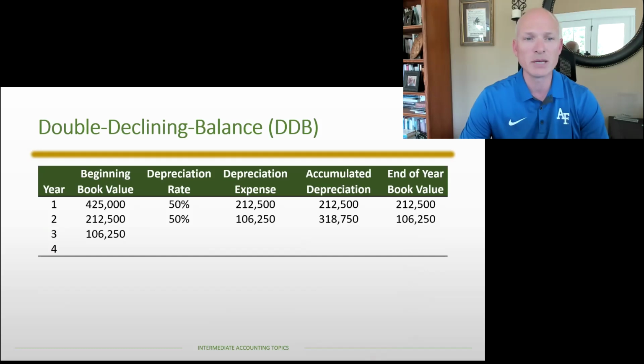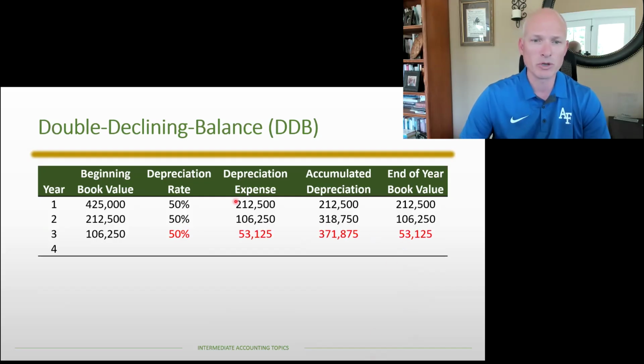If we use the same depreciation rate of 50%, I put it in red. You're going to see why in a second. If I did that, you'd notice that the depreciation expense is 53,125. The accumulated depreciation would have been 371,875, and then our end of year book value would be 53,125. The issue is that the residual value is 75,000. If we've blindly followed this process, then our end of year book value would be too little. In other words, we would have depreciated it more than we should have.